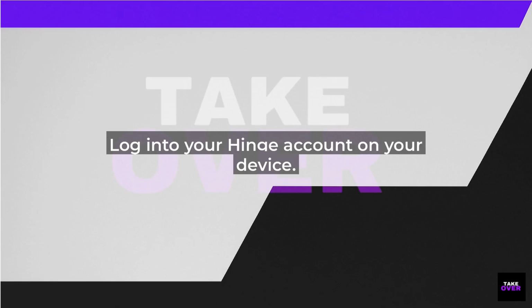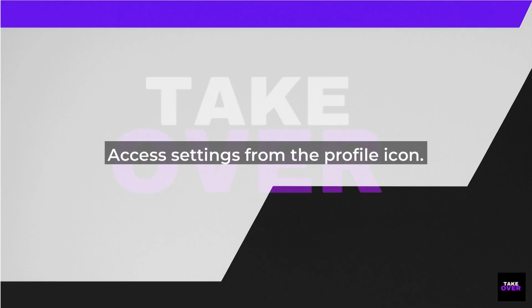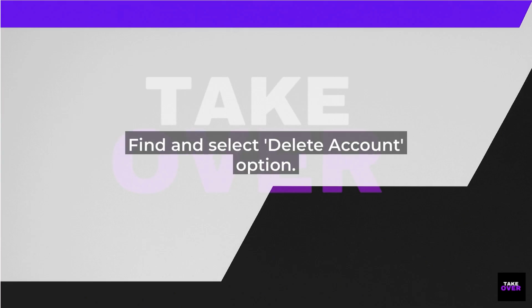If you're using the mobile app, which most people do, open it up and head to your profile icon in the bottom right corner. That's your gateway to the settings. Once you're there, tap on Settings or Account Settings. It might vary slightly depending on the latest app update in 2025, but look for anything that says Account or Privacy. In this section, scroll down until you find the option that says Delete Account or Deactivate Account.